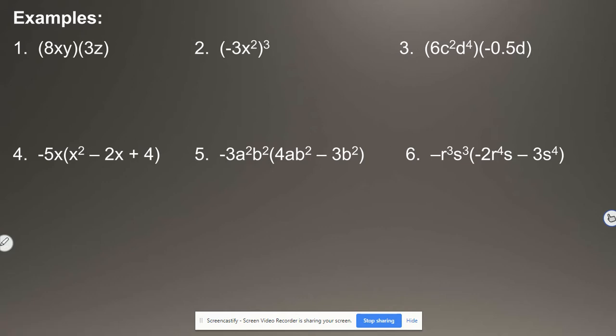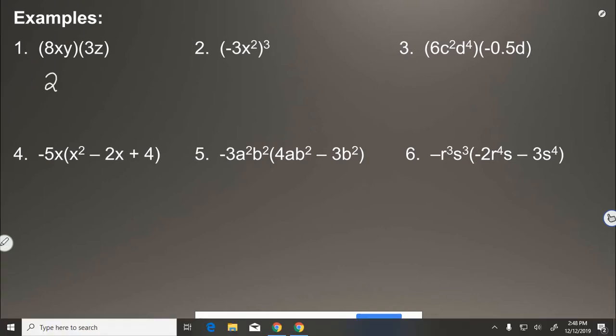So we've kind of seen this before, we just want to reinforce the skill and make sure we've got it down. So 8 times 3 is 24. X, there's no other x to multiply by, so it's just x. Y, there's no other y to multiply by, so it's just y. And z, there's no other z to multiply by, so we just get z.